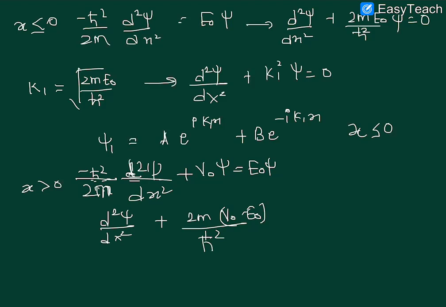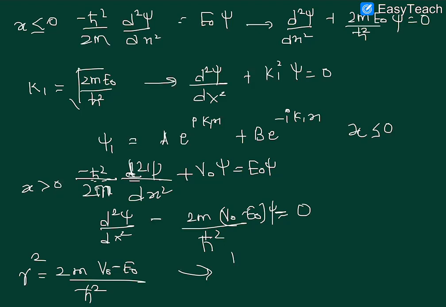Okay, so over here I have made a mistake, and this is the rectification: equals to 0, and there's a psi over here. Now if I put this as gamma square equals 2m (V naught minus E naught) by h cut square, then this becomes d square psi by dx square minus gamma square psi equals to 0.